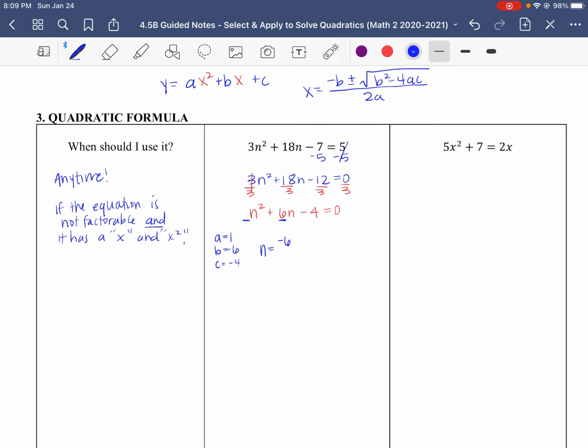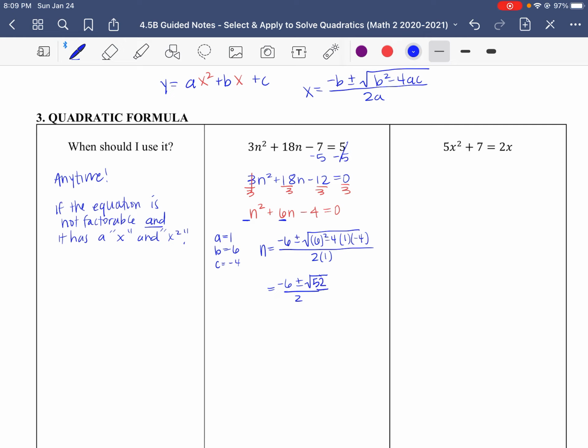So we get an opposite b, or negative 6, plus or minus the square root of b squared minus 4 times a, which was 1, and c, which is negative 4, all over 2 times the a value. So in this case, we've got negative 6 plus or minus, and remember, we always start by simplifying inside the square root. So this one looks like we're going to have 36 minus 4 times 1 times negative 4 looks like 52.